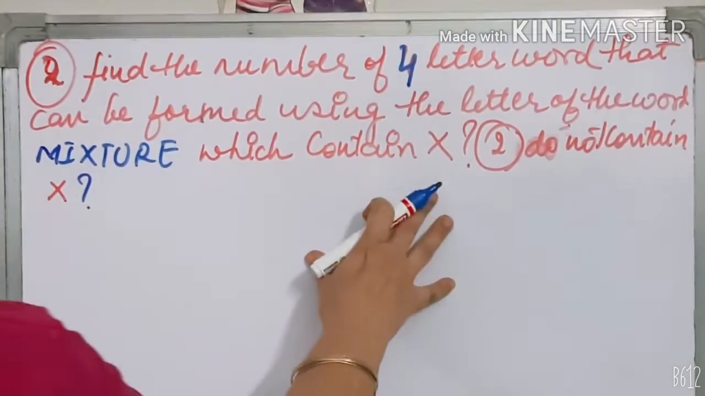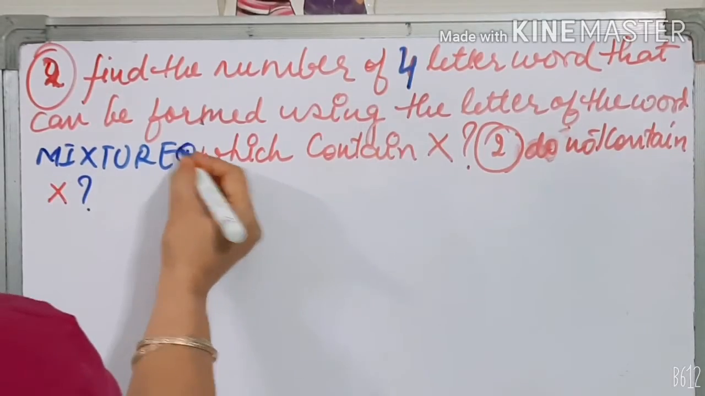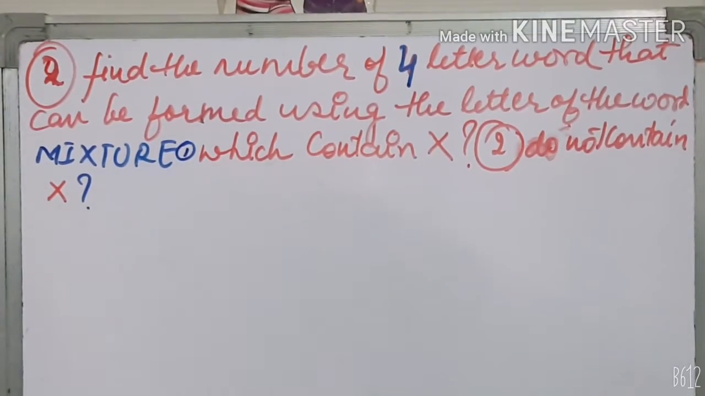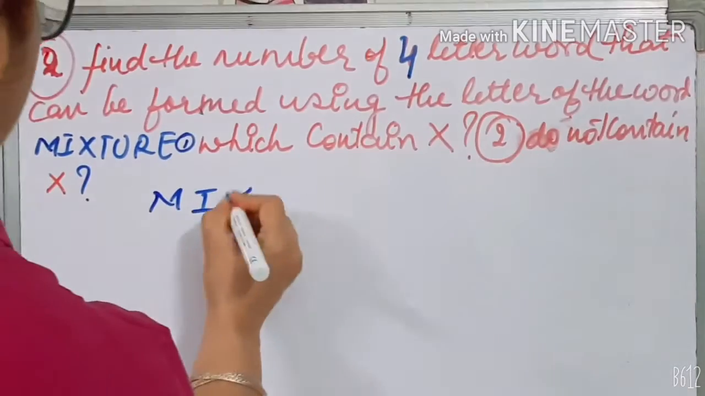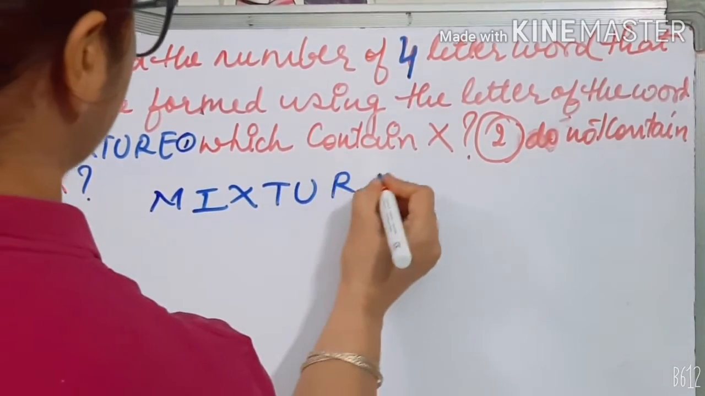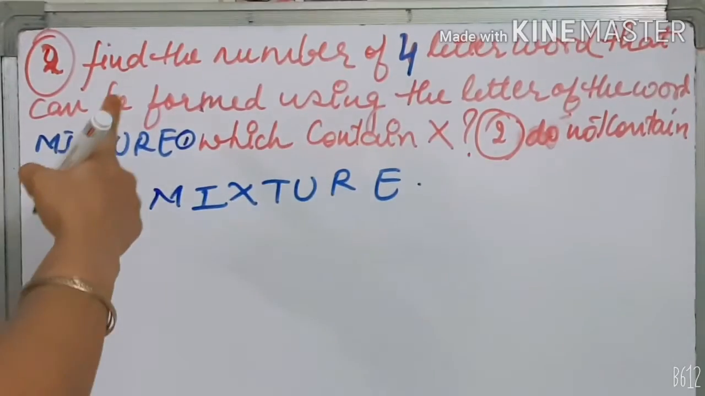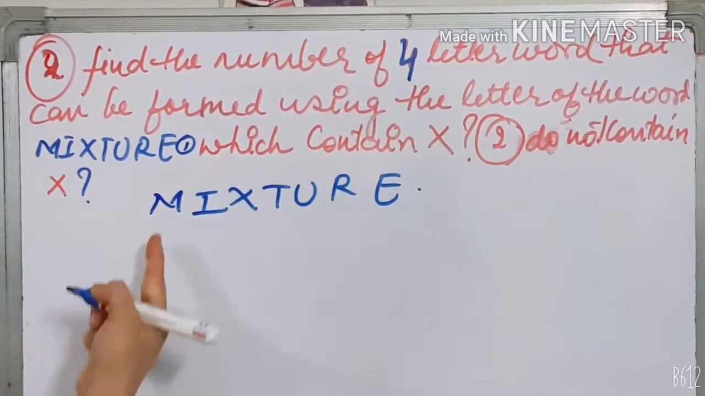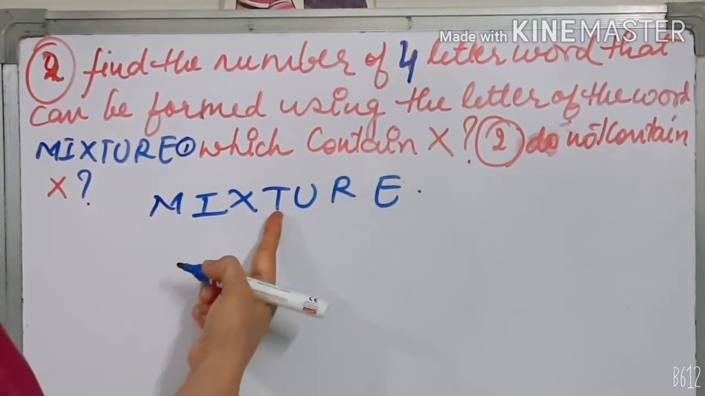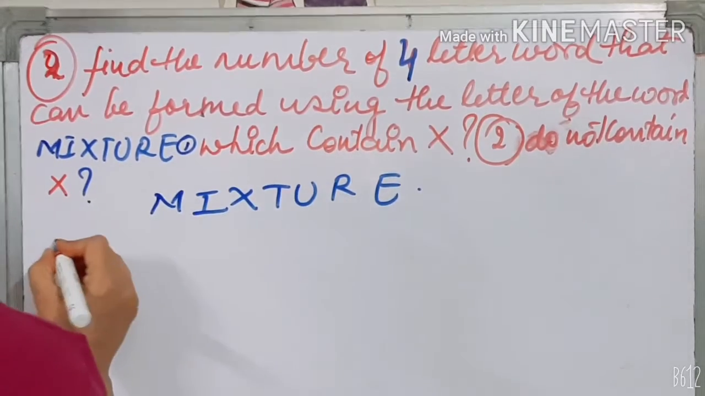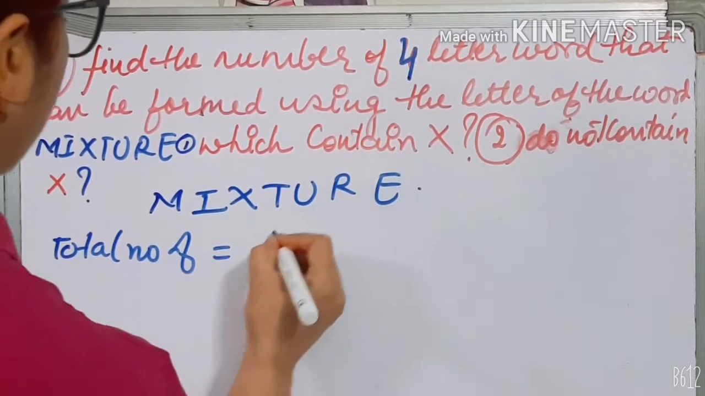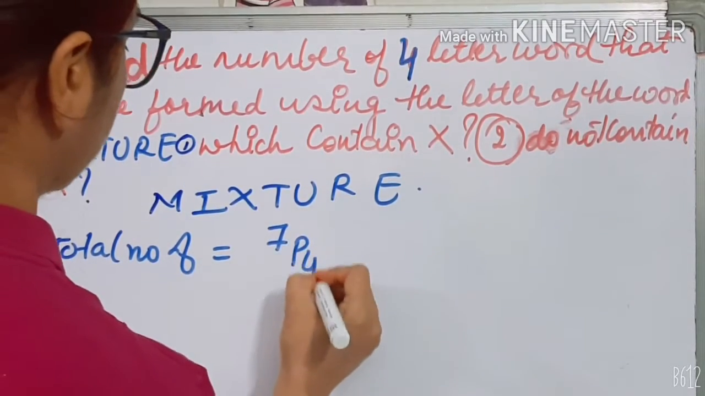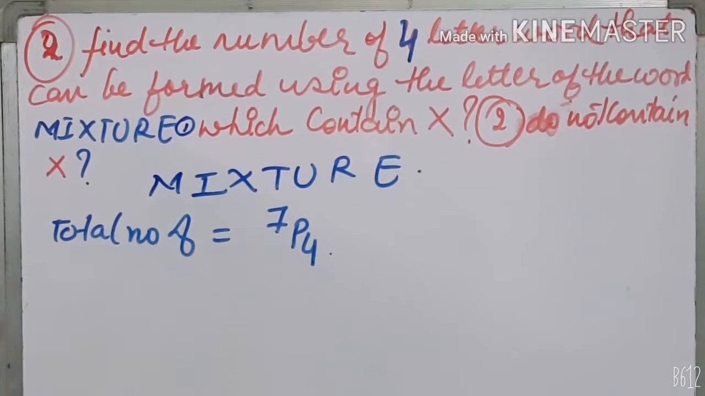Find the number of 4-letter words that can be formed using the letters of the word MIXTURE which contain X. This is the first part, and the second part is those that do not contain X. First of all, we will write MIXTURE: M-I-X-T-U-R-E. Now count the total number of letters: 1, 2, 3, 4, 5, 6, 7. So the total number of permutations will be 7P4. This is the first one.